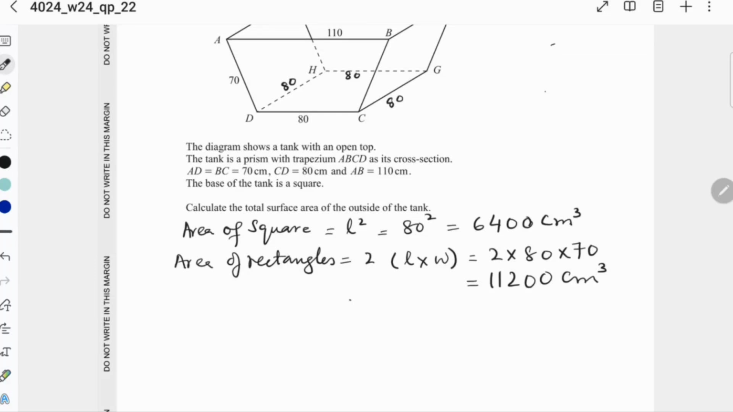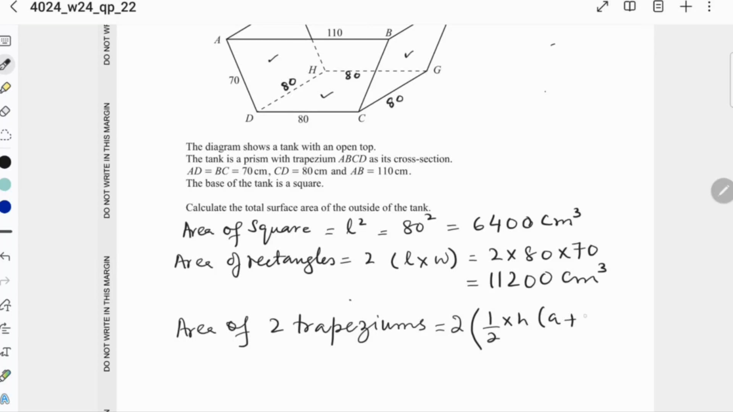The area of the square is 6,400, so we have done these two sides. Now the remaining two trapeziums. So the area of two trapeziums: the area of a trapezium is half times height into sum of parallel lines, so 2 times half times height into sum of parallel lines. The parallel lines we can take as A and B.